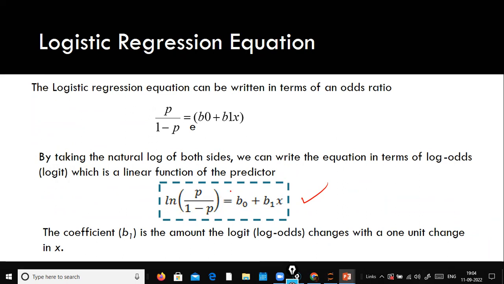This is the equation for logistic regression. This is a simple logistic regression. Obviously, in real-time scenarios, we'll be working with multiple logistic regression. Okay, got it? It's very simple.